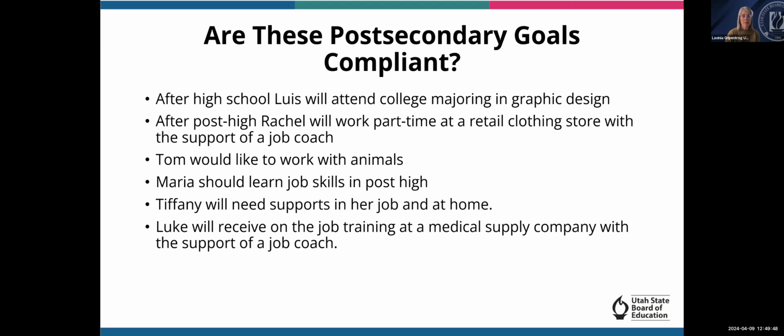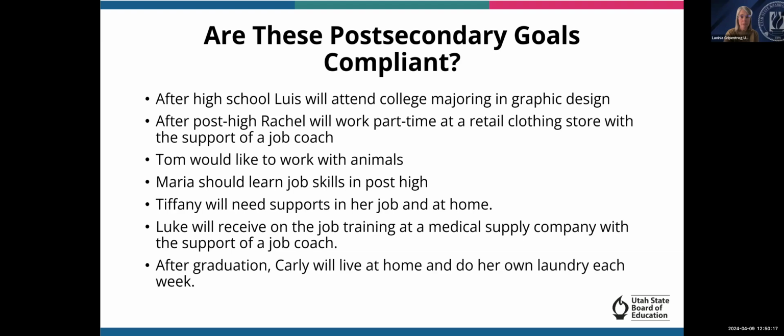And Luke will receive on-the-job training at a medical supply company with the support of a job coach. So again, this one has active language that he'll receive on-the-job training, but what it is missing is when it's going to occur. So it needs to have that statement of after post-high services or after high school or after graduation, then it would be compliant, but it is close.